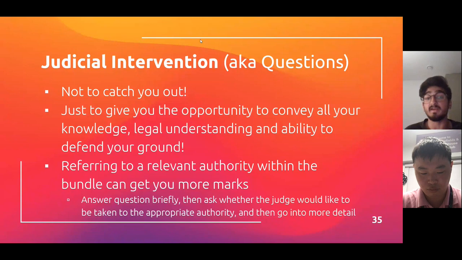Another really key tip, which can help you get more marks, is referring to an authority within the bundle. So it can be a case or a particular statute, because again, it adds more legitimacy and authenticity to your response to whatever the judge has asked you in the first place. So always make sure to answer the question briefly, then ask whether the judge would like to be taken to the appropriate authority, and then obviously you can dive into more detail.